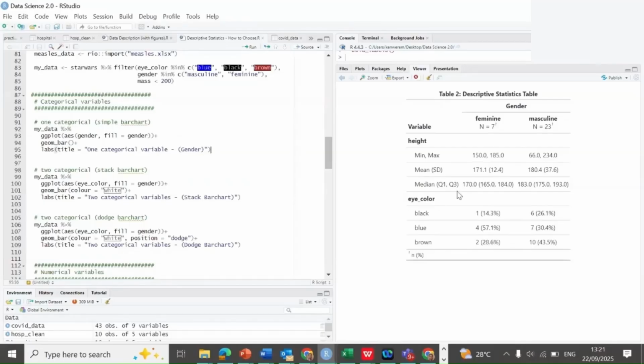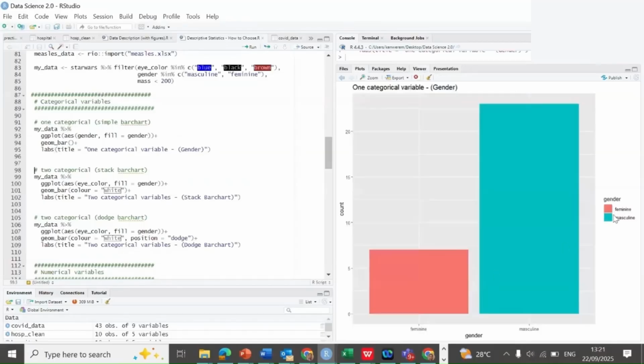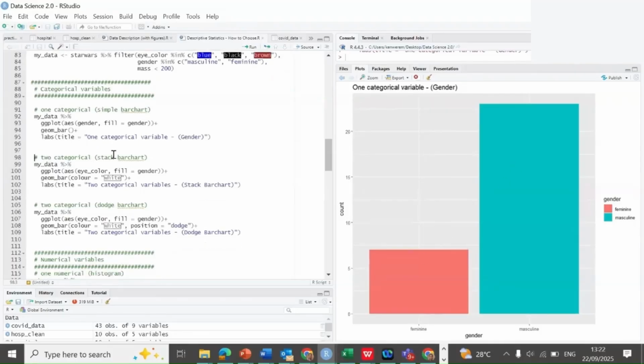So I'm going to run that bar chart that just describes the proportion of gender in this case. You have your feminine and you have your masculine. So this is a simple bar chart used to describe one categorical variable. When you have two categorical variables, we said you use a special bar chart, and that can be a stack bar chart or a dodge bar chart.